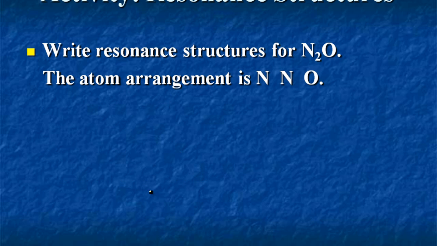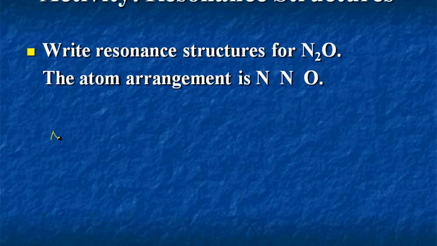So we are going to check how we write resonance structures. Here is a molecule, N2O, and if anyone is wondering which one will go in the middle, if you look at the electronegativities, nitrogen has less electronegativity than oxygen. That is why the atom arrangement is going to be one nitrogen in the middle and then one nitrogen and oxygen on either side. So first thing, we start writing our Lewis structures, because resonance structures are nothing but various Lewis structures, right? So we have to come up with all possible Lewis structures of N2O.